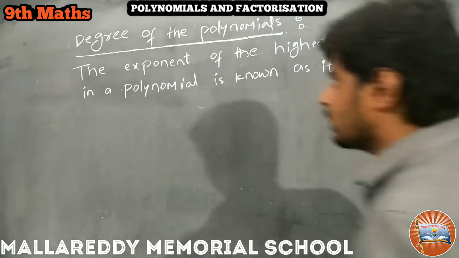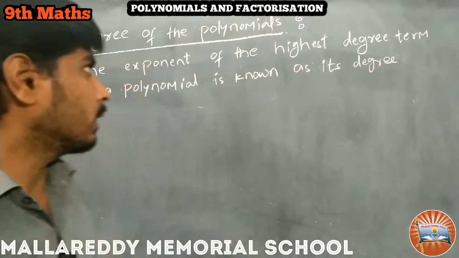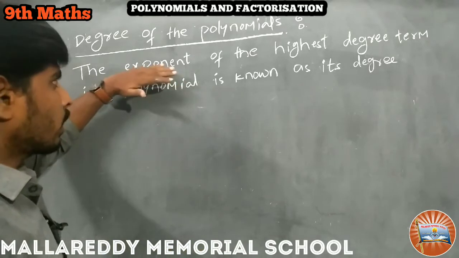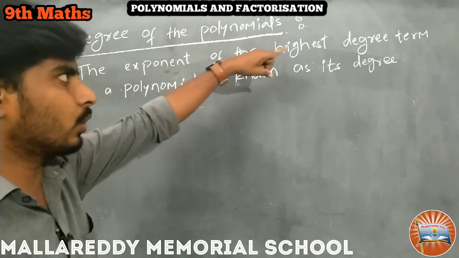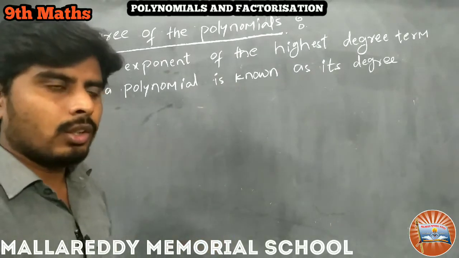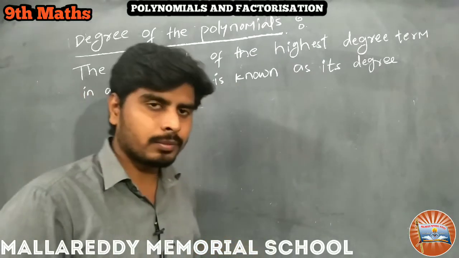The next concept is the degree of a polynomial. What is the definition of the degree of a polynomial? Look here. The exponent of the highest degree term in a polynomial is known as its degree. What is the meaning of this?